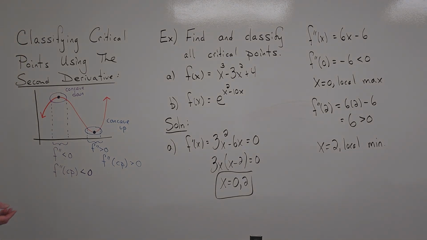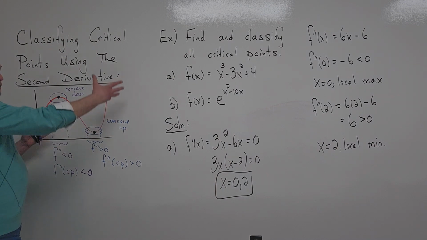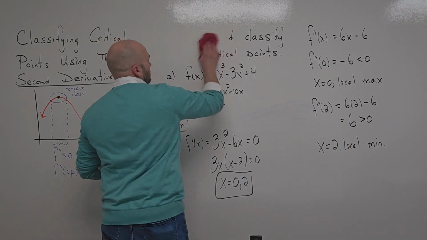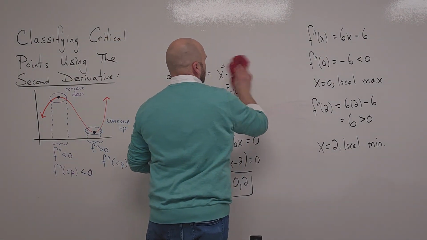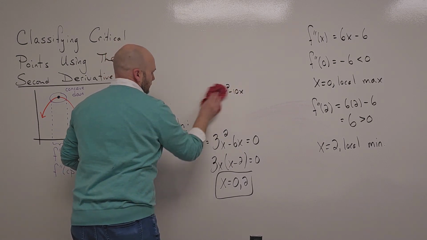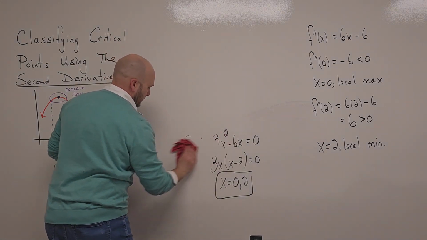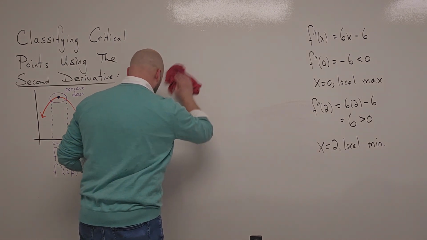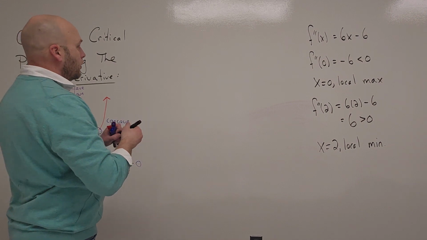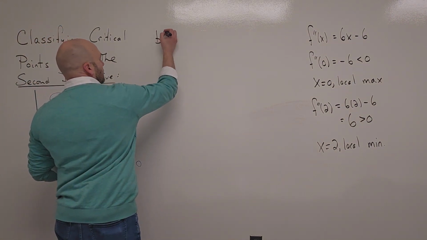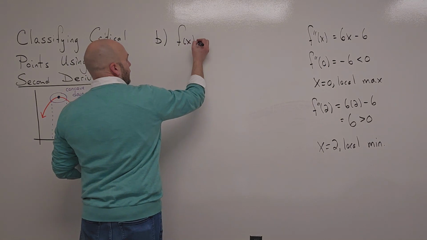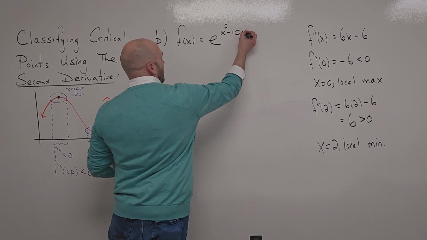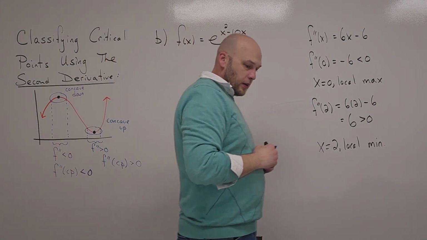For the next example, again, I'll go back and I'll reference this diagram, so I'll erase what I have in the middle. So part B. Put the function up here again. We had e to the x squared minus 10x. Okay, so find the critical points.